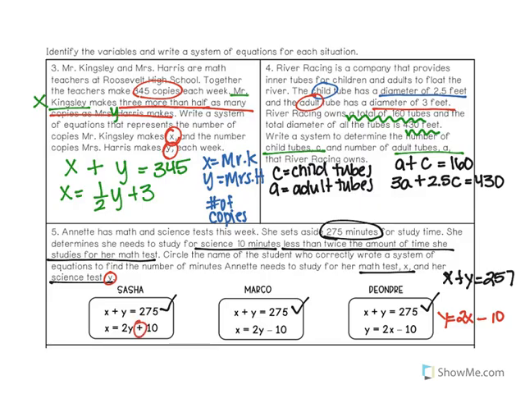So I can see that this one is not correct because it's adding 10 minutes and we need 10 minutes less. We see that the minus is correct here and the minus is correct here, but y is what we're equal to. So Marco is not correct, and Sasha is not correct. So this last one is our correct one.